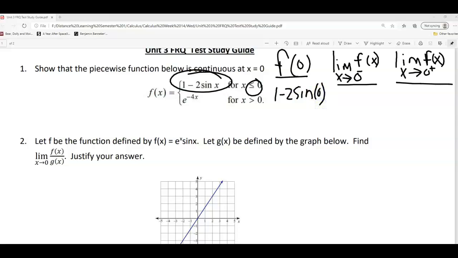All right. So we're plugging 0 into the 1 minus 2 sine of x function there. Now sine of 0 is 0. So since this is 0, 0 times 2 is 0, and we're going to be just left with 1. Okay.